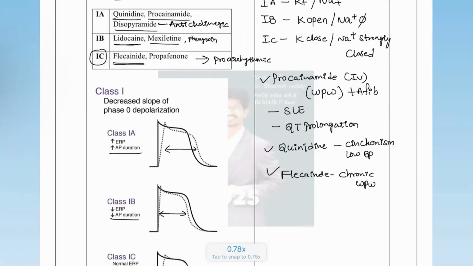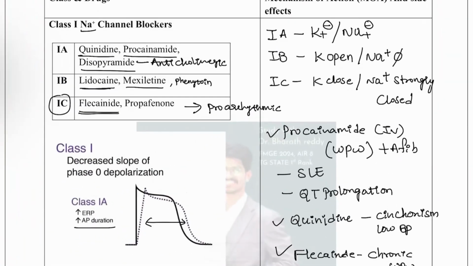So next week we will meet with another topic, and meanwhile please read this classification and learn the side effects and the drug of choice, where we can use these drugs.